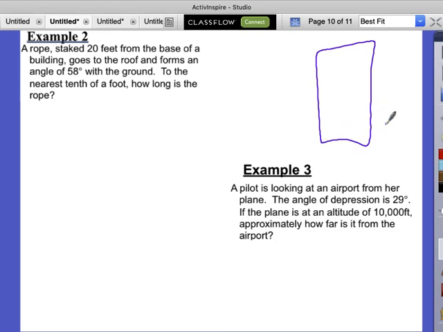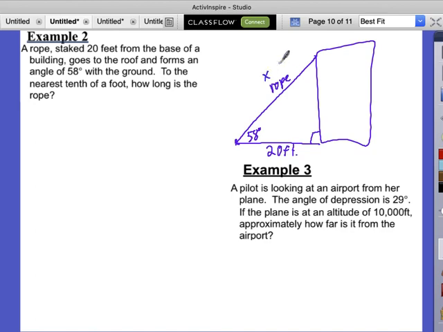There's a rope staked 20 feet from the base of a building. The rope goes from out here to where? The roof. So this is our rope, and it forms an angle of 58 degrees with the ground. What angle would this be that the building makes with the ground? A right angle, 90 degrees. To the nearest tenth of a foot, how long is the rope? Rope up here, we can call that our x.